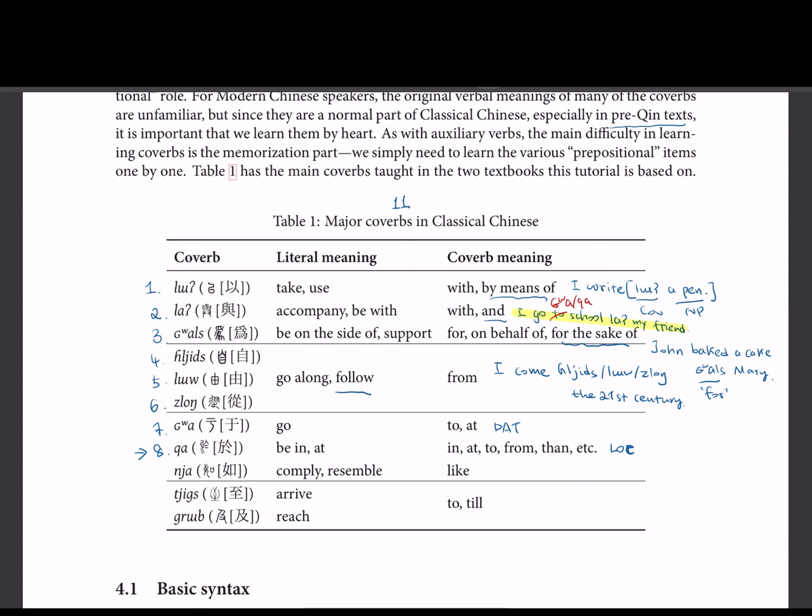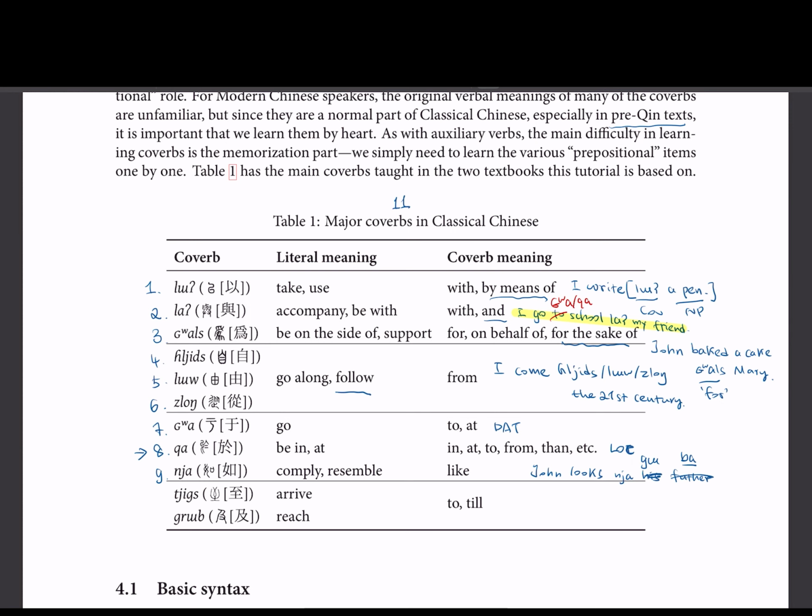The next coverb in the list is nya, which literally means comply or resemble, and as a coverb means like. For instance, if we want to say John looks like his father, we can say John looks nya his father. Oh, by the way, actually, I know how to say father in classical Chinese. It's something like ba. I actually also know how to say his. His is gu. So we have 3 classical Chinese words here in the sentence. John looks nya gu ba means John looks like his father.